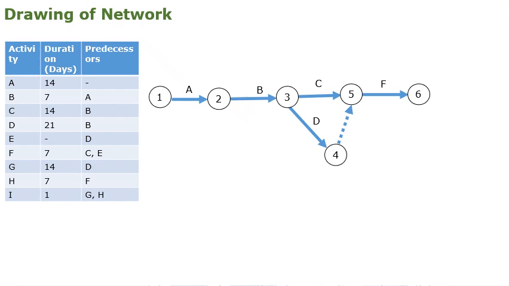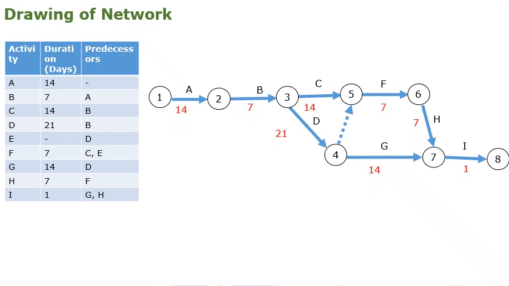For activity F, both C and E should be completed. Here E is called a dummy activity, so it is shown as a dotted arrow. Next, G should start after D, and similarly H can start after F, and finally I can start after completing G and H. Like this, the network can be drawn using the AOA network.